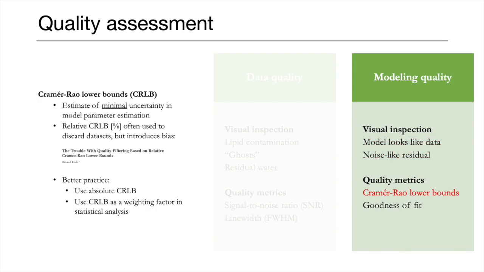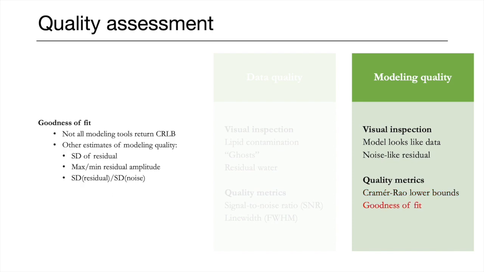There are metrics of modeling quality too. The first you'll hear about are Cramér-Rao lower bounds. There's a lot to say about them, so just the gist here. They are estimators of minimal uncertainty in model parameter estimation, so the lower they are, the better. CRLBs output by analysis software are often used to discard datasets above a certain threshold, but it has been shown that this is a dangerous way to introduce bias, at least when relative CRLBs are used. It's better, if you must, to use absolute CRLBs, or to use CRLBs not as a threshold, but as a weighting factor in your statistical analysis.